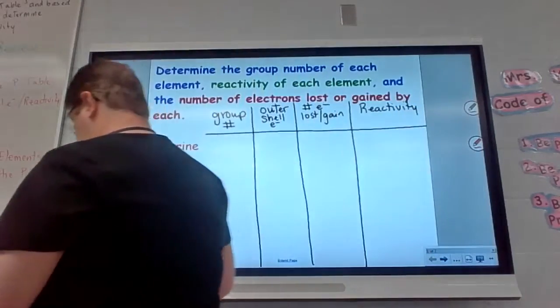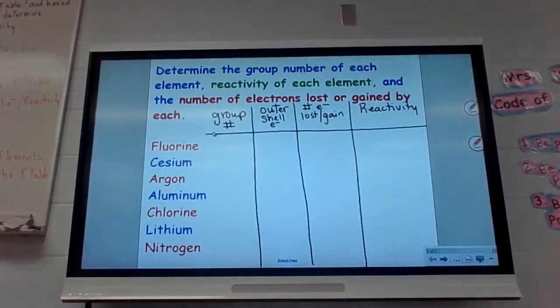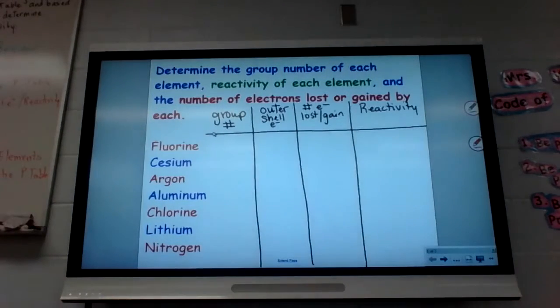All right. So I want us to figure out the group number, the outer shell electrons, the number of electrons lost and gained, and the reactivity. I'm going to call on someone, and they don't know which one I'm going to call them for. For reactivity, I want you to use words like we just did a minute ago: highly, fairly, moderately. Okay? Got it?